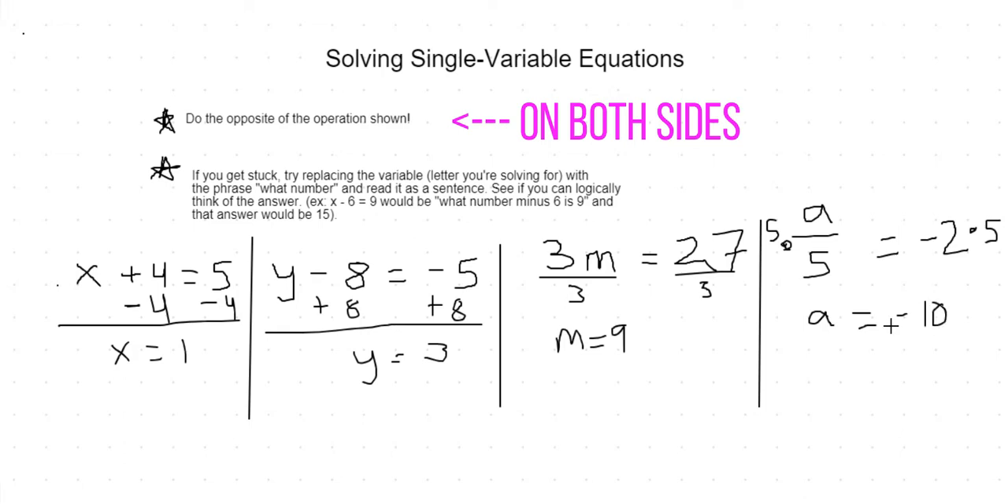Now, if I wanted to check these answers to see if I did it correctly, again, replace the variable with what number and then see if the number you got makes it true. What number plus 4 is 5? 1 plus 4 is 5. What number minus 8 is negative 5? 3 minus 8 is negative 5. What number times 3 is 27? 9 times 3 is 27. What number divided by 5 is negative 2? Negative 10 divided by 5 is negative 2.